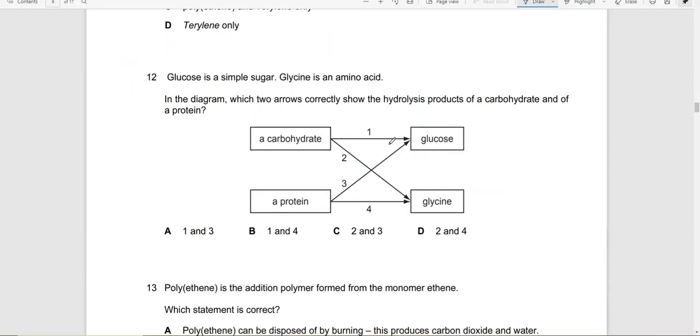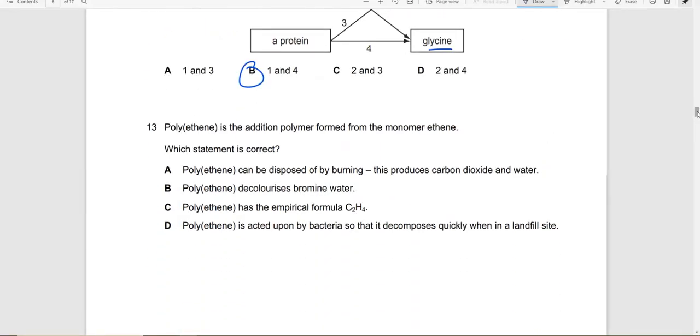Moving on. In the diagram, which two arrows correctly show the hydrolysis products of a carbohydrate and that of a protein? So carbohydrate, does it produce glucose? Yes, it does. Does it produce glycine? Glycine is an amino acid. No. A protein produces glycine. So 1 and 4. Carbohydrate produces glucose and protein on hydrolysis produces glycine, which is an amino acid. So answer would be 1 and 4.